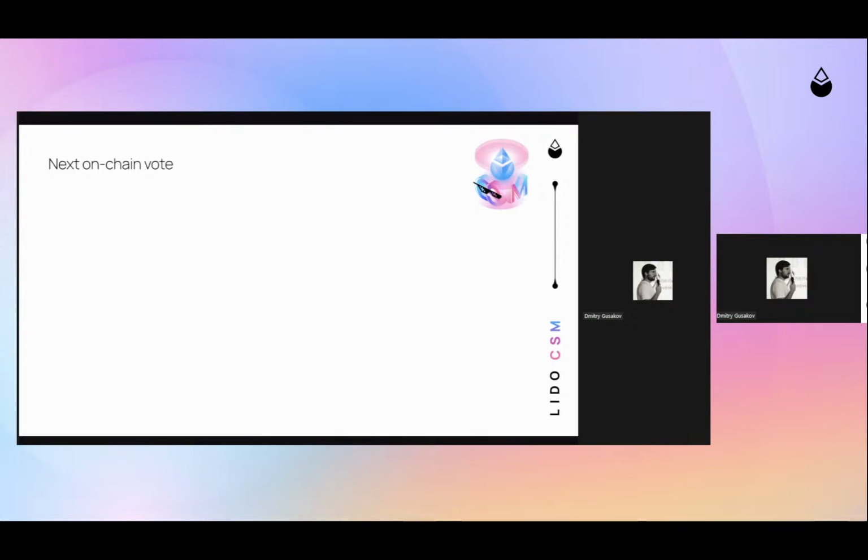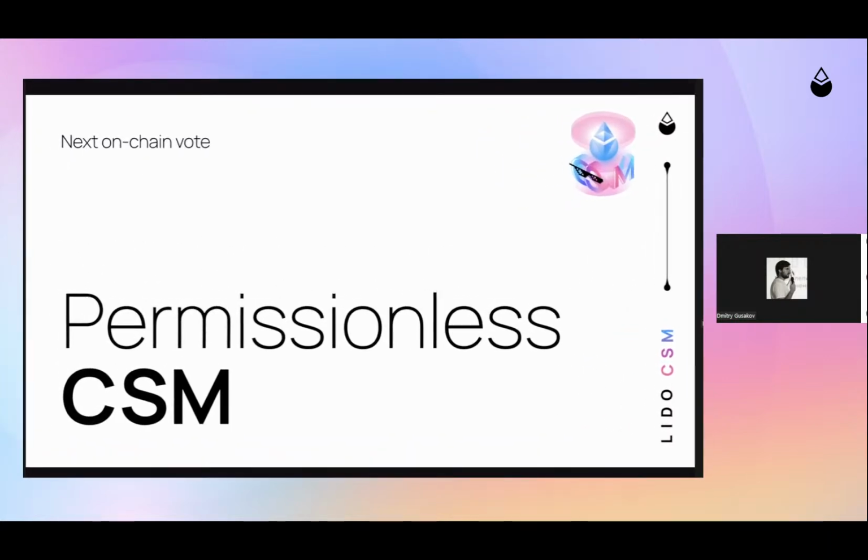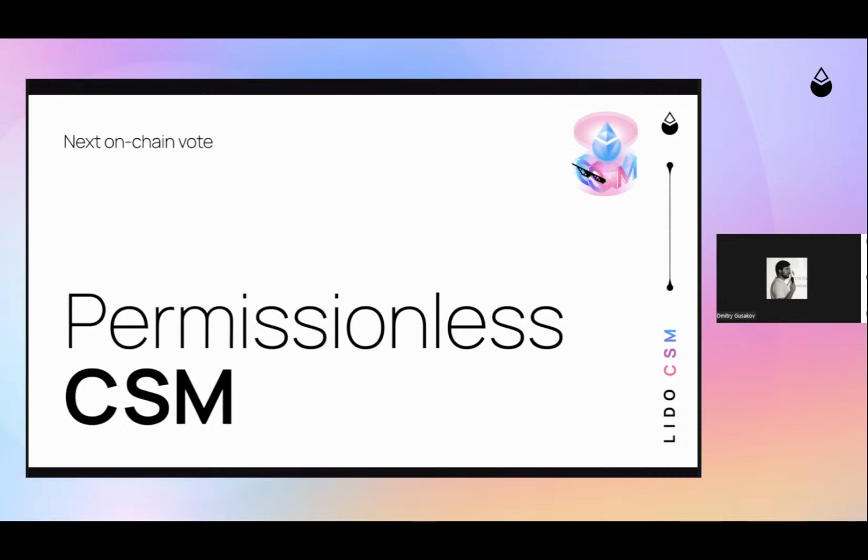And among them, there will be one that is particularly interesting for the CSM fans, node operators, and for all of you guys. This is permissionless transition of CSM. So within the next on-chain vote, which would happen within the next 2 to 4 weeks, we do not know the exact date for sure. Transition of CSM from the early adoption mode to a fully permissionless mode would be proposed to the DAO.